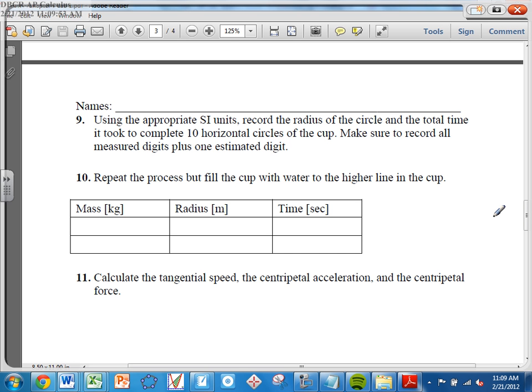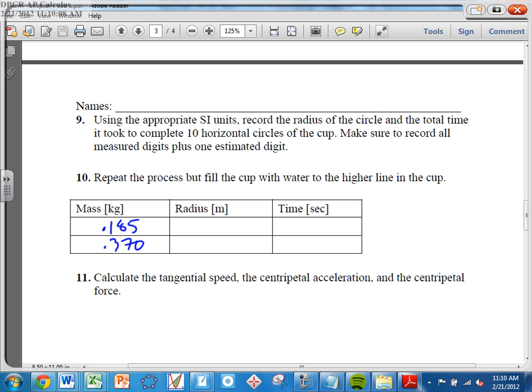First, if you remember, what was your mass for the first cup? 0.185. And the second one? Okay. It really does not matter that much, I guess. It doesn't matter, to be honest, guys.